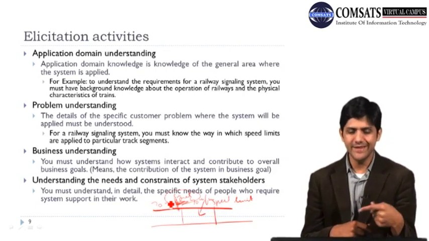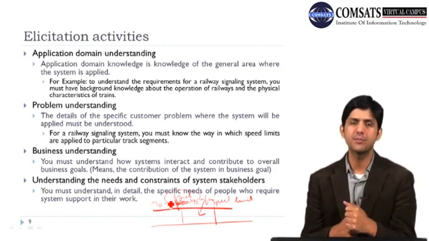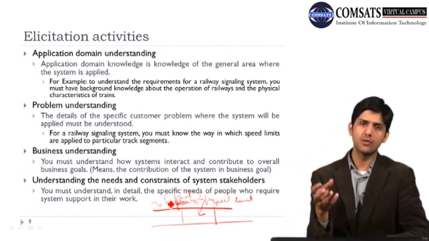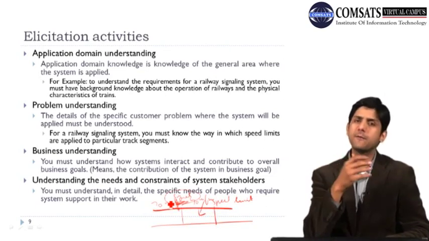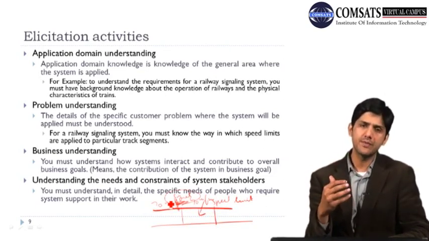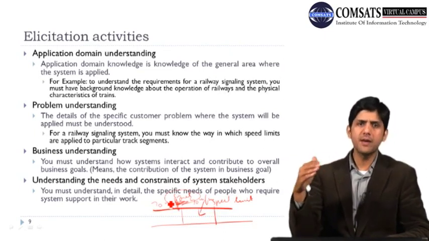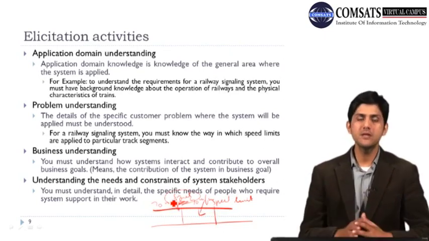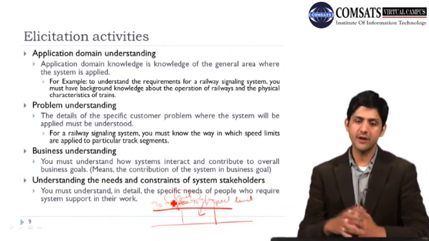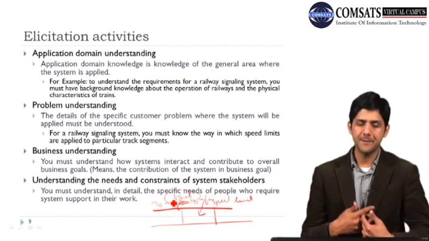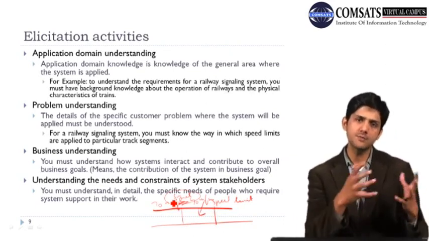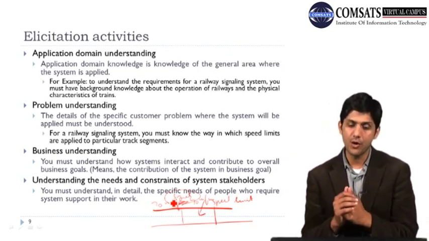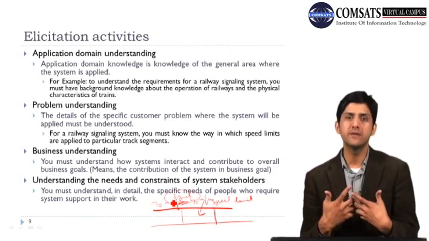And then finally is understanding the needs and constraints of the system stakeholders. You must understand, as a requirements engineer, in detail the specific needs of people who require system support in their work. If you remember, in the inception process we identified the stakeholders, and very broadly we also know the main objectives. But now we want to know in detail how they are going to use it. For example, there is an operator who is going to actually use this railway signaling system. In the elicitation process, we want his point of view. We want to understand how he or she is going to use it and what features they would want in it. These things we now want in detail.